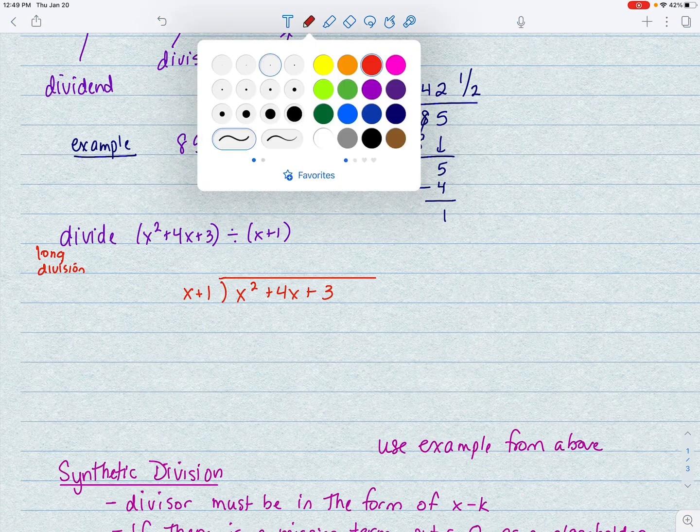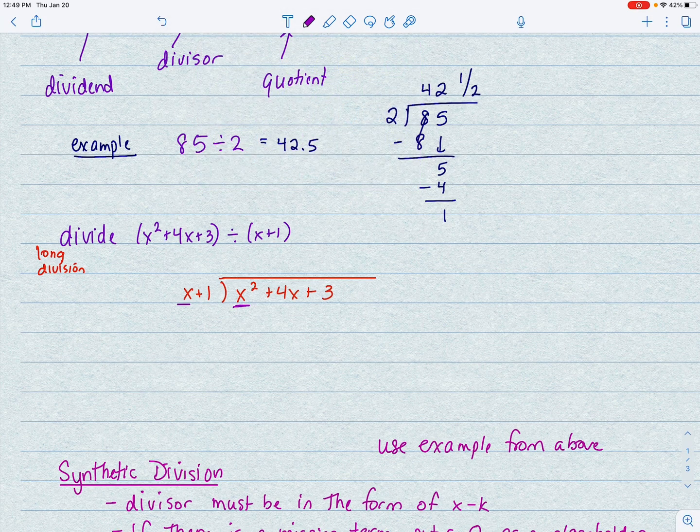The first thing you do is divide the first term by the first term. So I'm doing x squared divided by x. That gives me an x that I put on top. Now I'm multiplying that by the divisor, and that's where I get x squared plus x. We have to subtract that now, but it's a polynomial, so you're changing 2 signs there. That will always cancel out, and I get 3x and bring down 3.